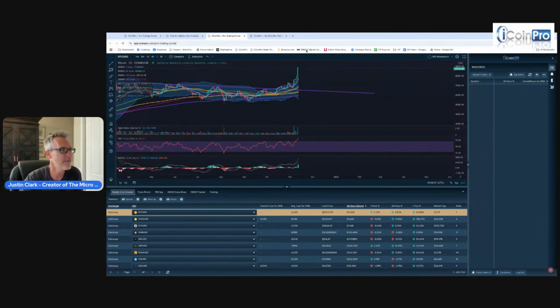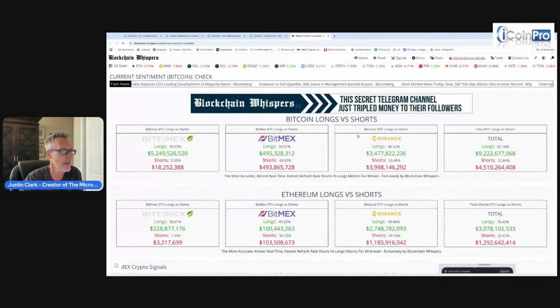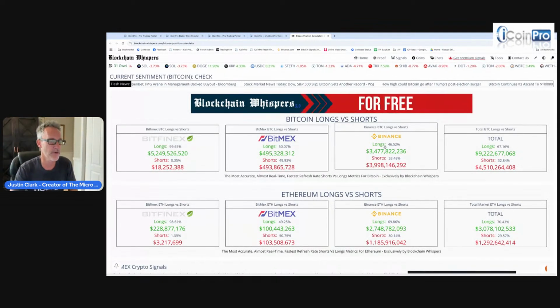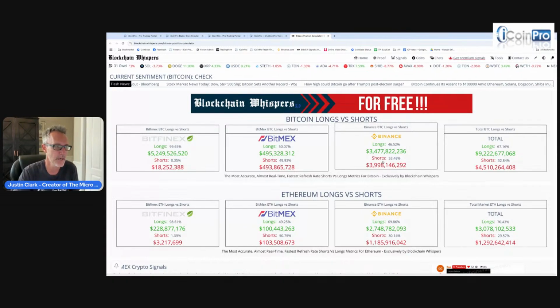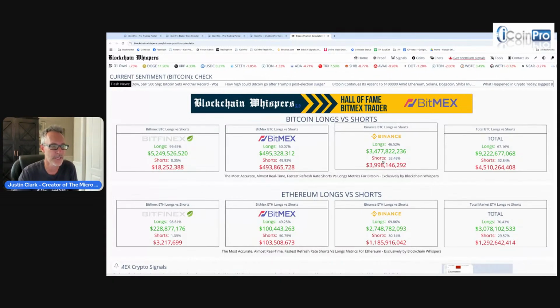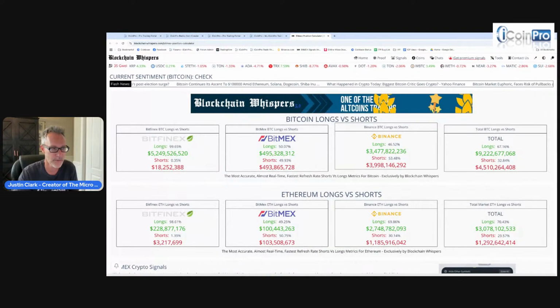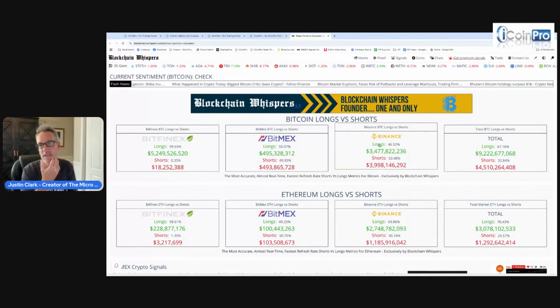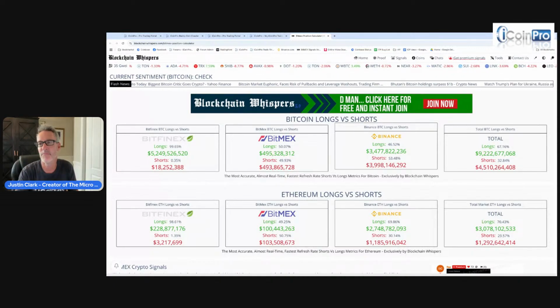As far as longs and shorts, we're pretty even on Binance. A long is somebody who's betting that Bitcoin's going up, usually with leverage. A short is somebody who's betting Bitcoin's going down, mostly with leverage as well. These are very risky because they can get blown out. That's when you see people who go to zero.